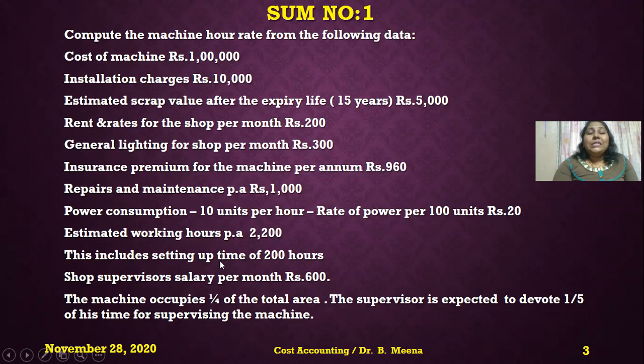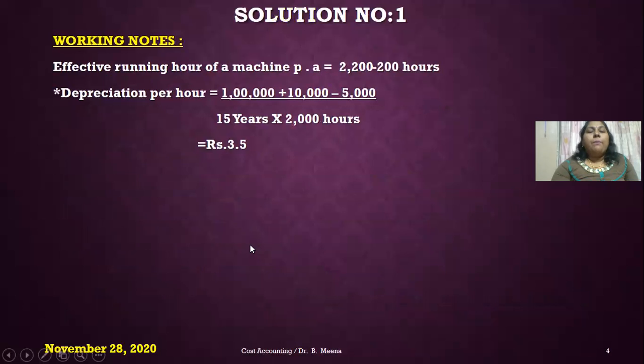This includes setting up time of 200 hours. So what is the effective working hours per annum? I can say 2000 hours. How did I get it? 2200 is the estimated working hours without considering the setting up time. But we need to consider the setting up time, 200 hours. Then the effective running hours is 2000 hours only. First we'll complete the working notes. Effective running hours of a machine per annum is 2200 minus 200 hours, 2000 hours.